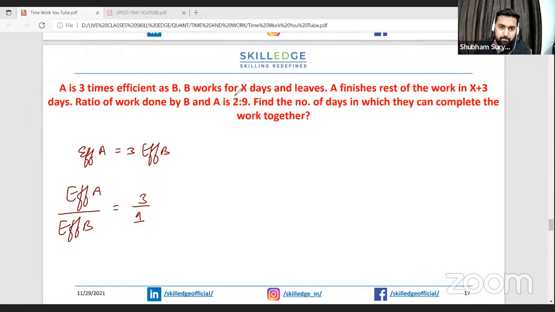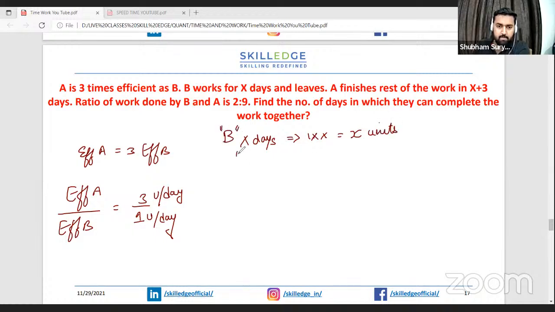Now B works for X days. We can just assume that every day A is doing 3 units of work, so A is doing 3 units of work per day, and B is doing exactly 1 unit of work per day, guys. Now, B works for X days. So in those X days, B would have completed how much work? At 1 unit per day, in X days, exactly 1 into X amount of work would have been completed, so it is equal to X units. This is the amount of work done by B in X days.